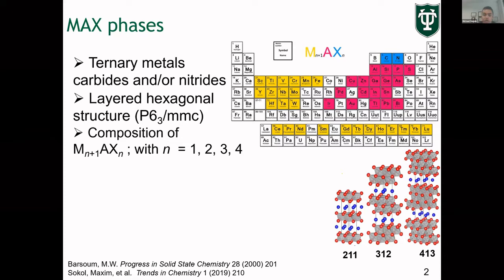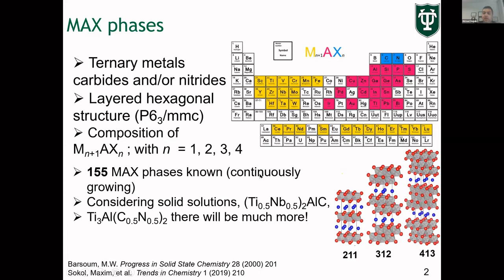So the number of MAX phases is large, and they are continuously growing. We are talking about more than 155 MAX phases so far, and they also form solid solutions. At the M site, you can have different transition metals, and at the X site, you can have carbon and nitrogen in solid solution. So we're talking about a huge family of materials.